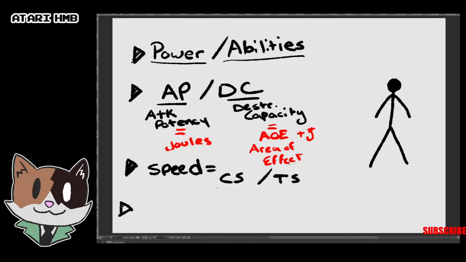Moving forward, we have the last two categories, which is going to be durability. Durability is important. Characters are not always going to output what they can, are not always going to be able to take in what they can dish out.